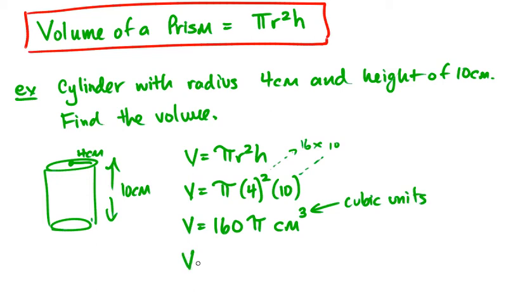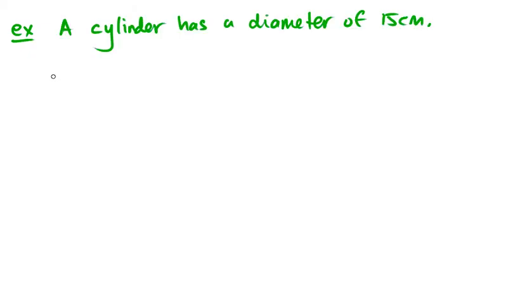Now, if you want to get the approximate answer, because that's the exact answer, you'll probably need a calculator to multiply 160 times pi, and you get about 502.65. Again, it's still cubic centimeters. Let's try one more. For this one, a cylinder has a diameter of 15 centimeters, and it has a height of 8 centimeters. Find the volume.